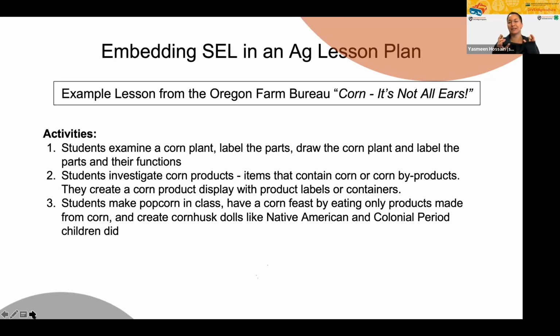So the main activities in the lesson are here. The first one is students examine a corn plant, label the parts, draw the corn plant and their functions, and then they investigate corn products, so items that contain corn or corn byproducts, and then create a display with containers and products. And then students make popcorn in class, have a corn feast by eating only products made from corn. And the lesson also suggests that students create corn husk dolls like Native American and colonial period children did. So one more click, please, Susan.